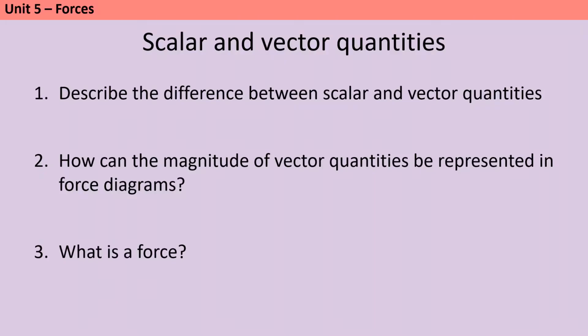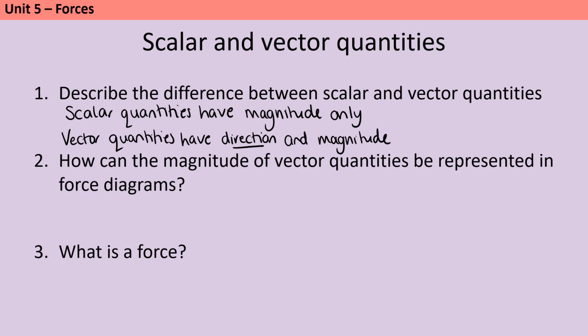The first part of GCSE Physics forces is all about scalar and vector quantities. The difference between a scalar and a vector is that a scalar only has magnitude, whereas a vector quantity has both magnitude and direction. On a force diagram, we represent forces using arrows, and it's the length of that arrow which shows us the magnitude. A force is a push or a pull that is experienced by an object when it's interacting with another object.